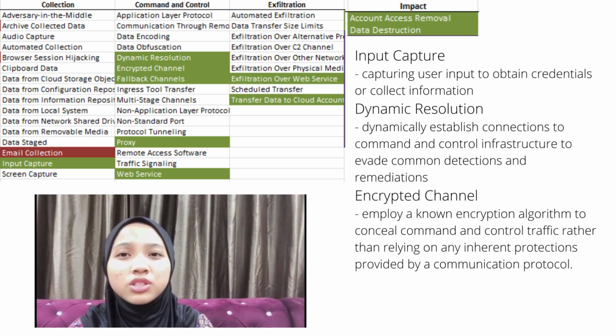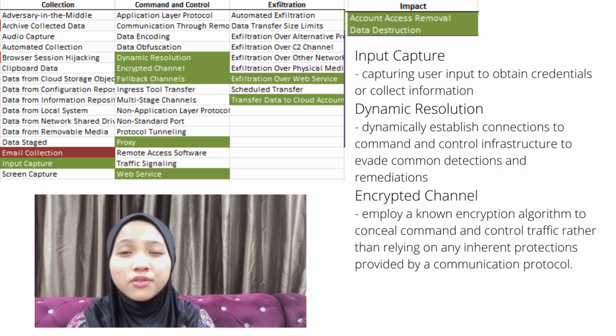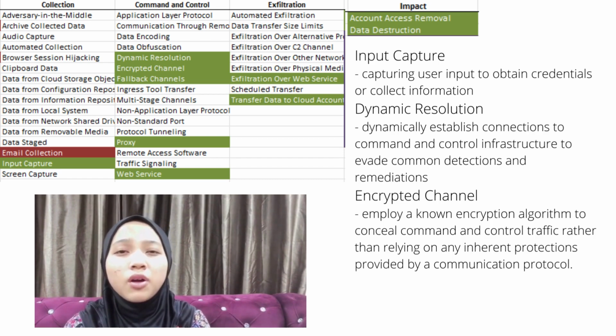For dynamic resolution under command and control, we may dynamically establish connections to command and control infrastructure to evade common detections and remediations. This may be achieved by using malware that shares a common algorithm with the infrastructure that we use to receive the malware's communications. For encrypted channel, we may employ a non-standard encryption algorithm to conceal command and control traffic rather than relying on any inherent protections provided by a communication protocol.